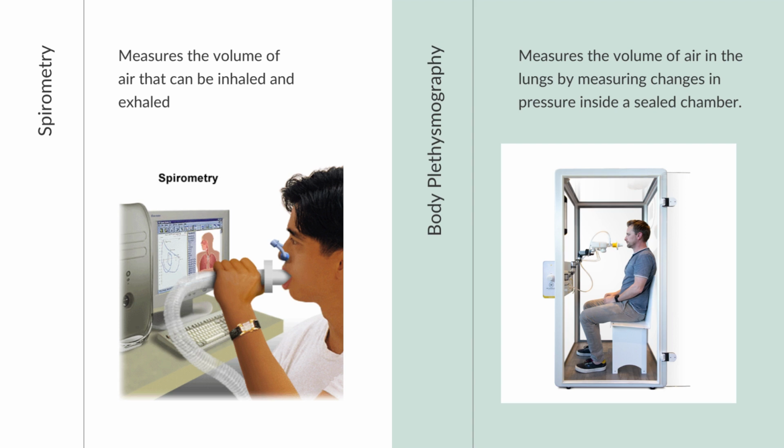Next, the body plethysmography. This method measures the volume of air in the lungs by measuring changes in pressure inside a sealed chamber. The patient sits inside the chamber, as can be seen here, which is then sealed. Air is then pumped into or out of the chamber to change the pressure, which allows the measurement of lung volumes.